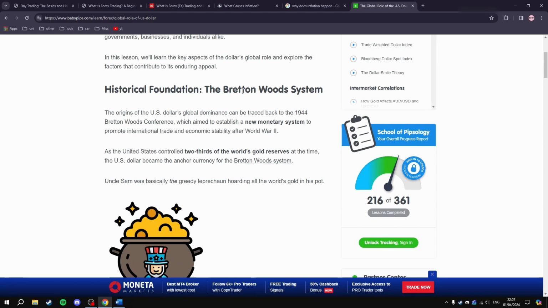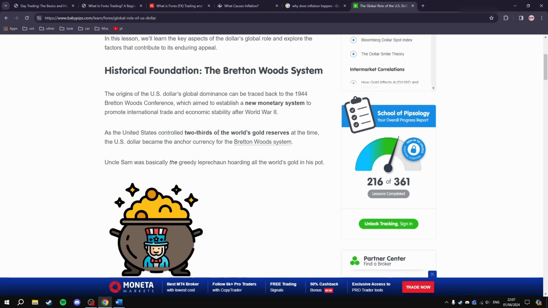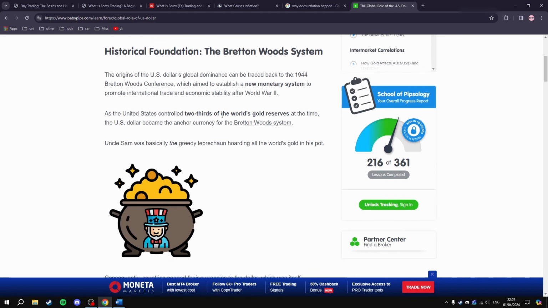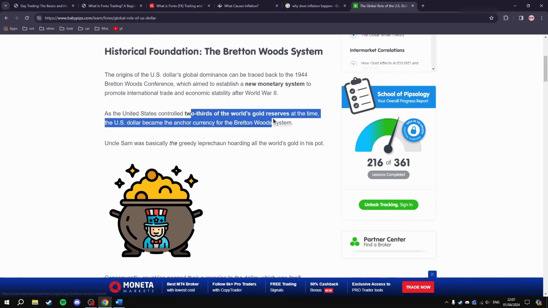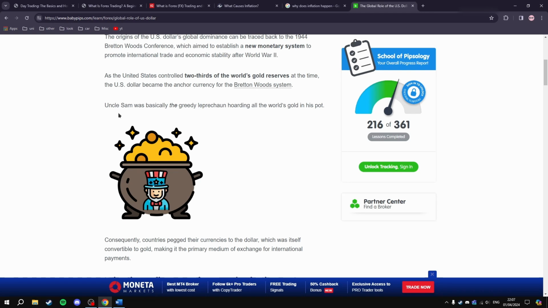Historical foundation: the Bretton Woods system. The origins of the US dollar's global dominance can be traced back to the 1944 Bretton Woods Conference, which aimed to establish a new monetary system to promote international trade and economic stability after World War II. As the United States controlled 2/3 of the world's gold reserves at the time, the US dollar became the anchor currency for the Bretton Woods system. Uncle Sam was basically the greedy leprechaun, hoarding all the world's gold in his pots.